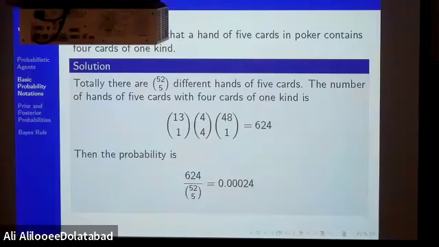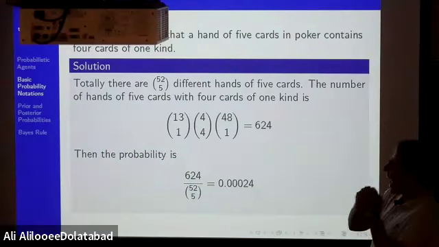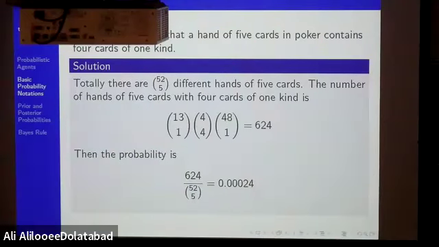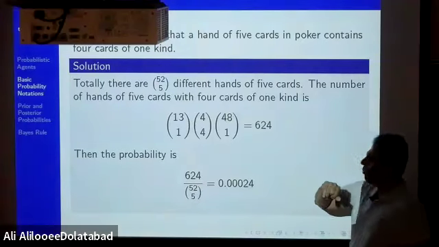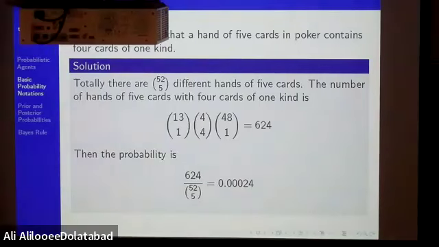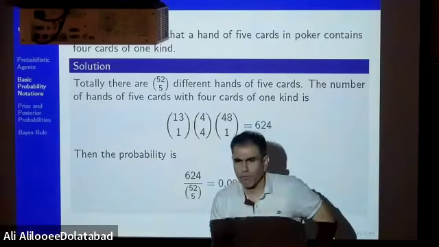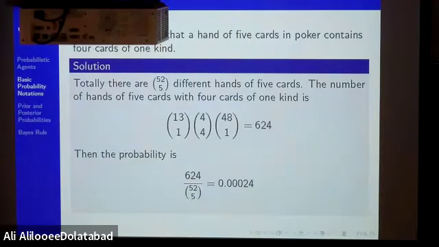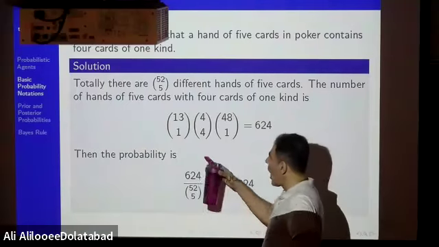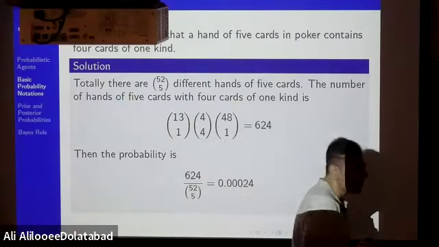Let me explain. The number of hands of 5 cards with 4 cards of one kind can be found by using this formula. See, you are choosing 1 out of 13, 4 out of 4, 1 out of 48. So let's understand together one by one these numbers. For example, how did I get 1 out of 13? What is this 13?